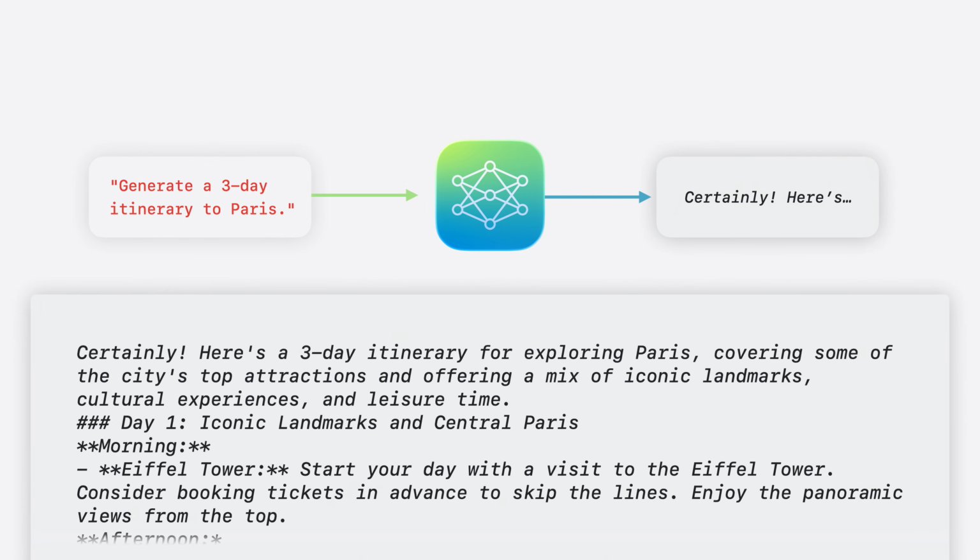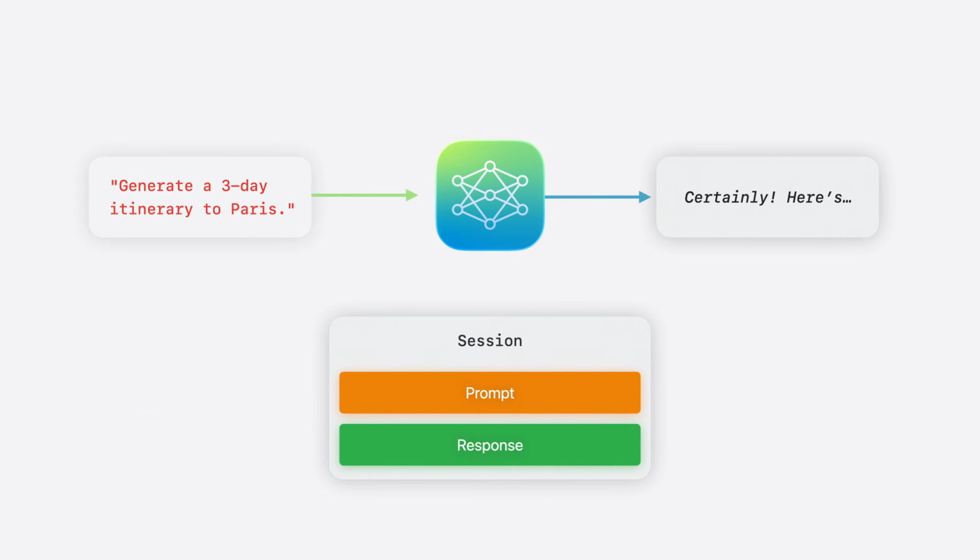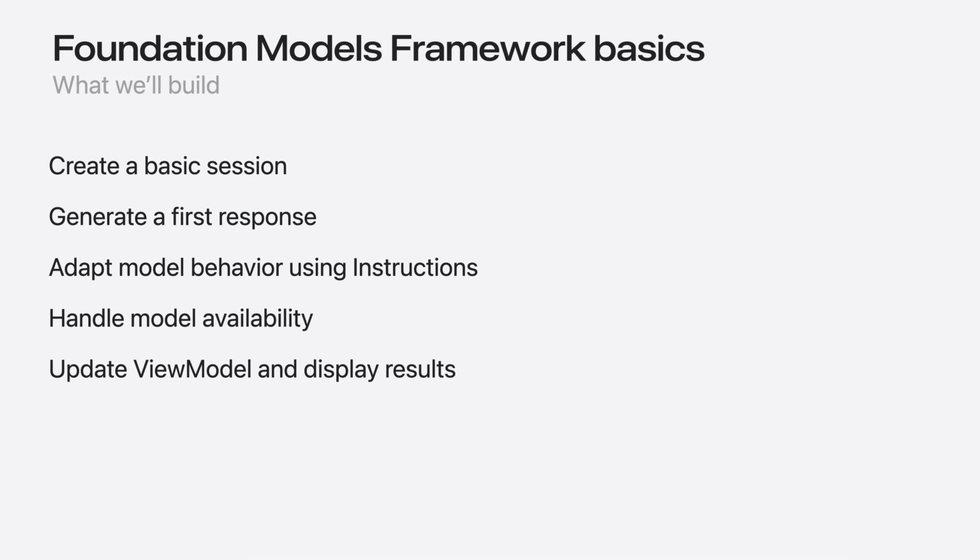For example, you could ask it to generate a 3-day itinerary to Paris, and the model will respond with a detailed plan. To start prompting the model, you'll need to create a session. The framework is built around this idea of a stateful language model session, which maintains the history of all prompts and responses. In this chapter, we'll get familiar with Foundation Models prompts and sessions.